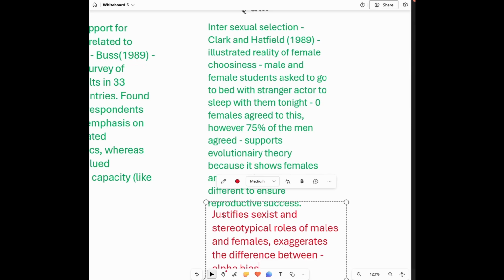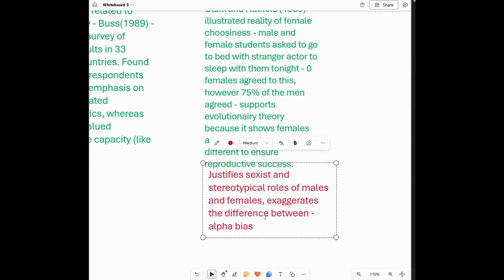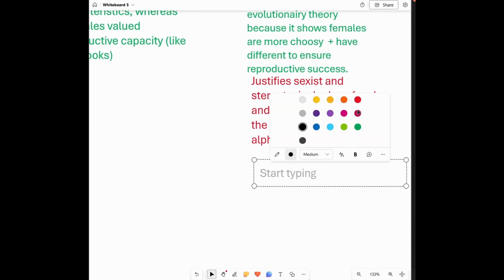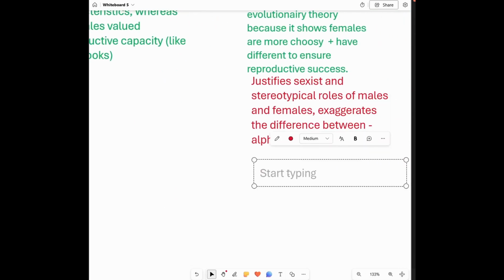Alpha bias is when they exaggerate the differences between the genders, and beta bias is when they minimize the differences. They assume that they're the same. I'm going to add this to here because it ignores... well, it doesn't really make sense if it ignores those ones.